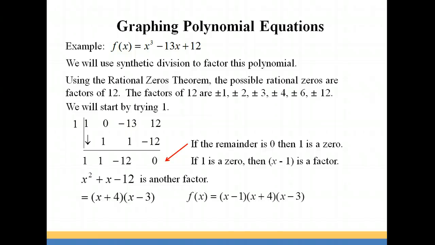So now we put it all together. We have f of x equals x minus 1 times x plus 4 times x minus 3, which means that we have 3 zeros at 1, negative 4, and 3. So those will be our 3 x-intercepts.